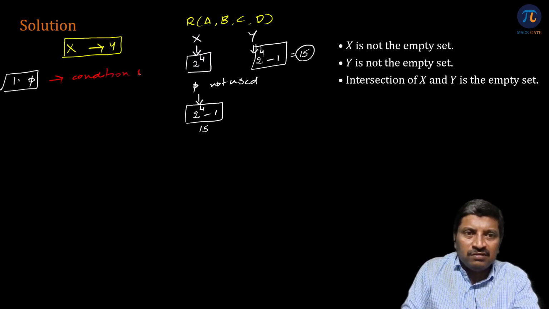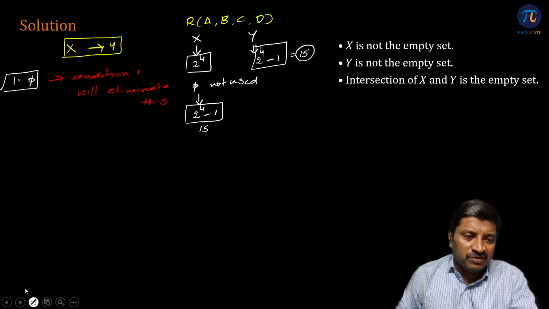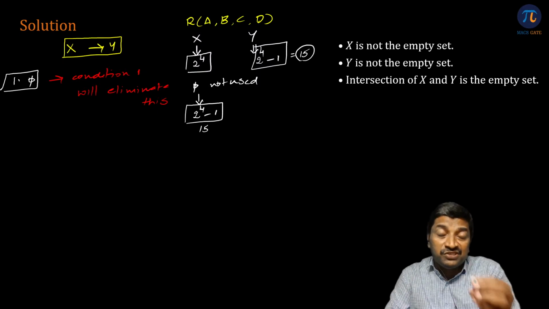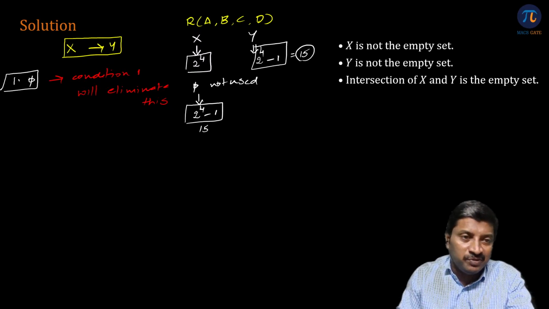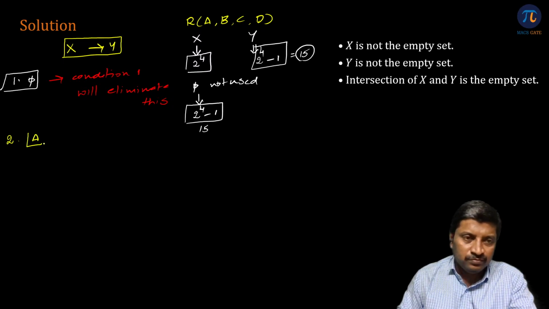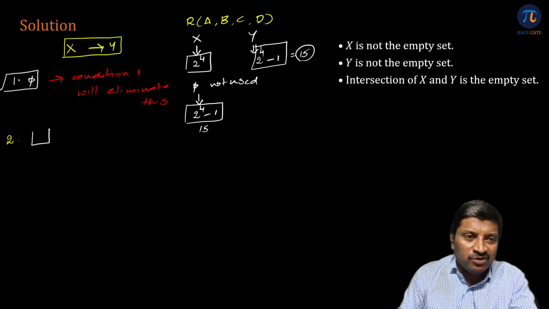Condition 1 will eliminate this. So let us consider the second one. That means I am considering the left side subsets. Depending on the left side subsets, we will count the number of functional dependencies. Now, for the left side, suppose I have only one attribute.